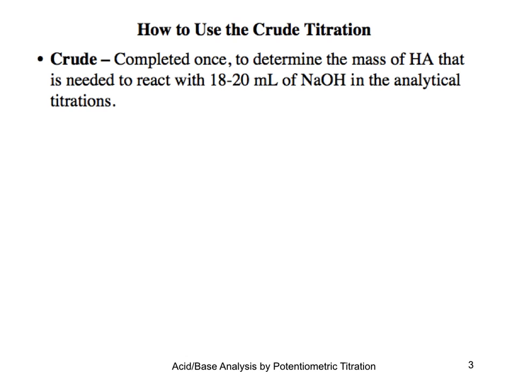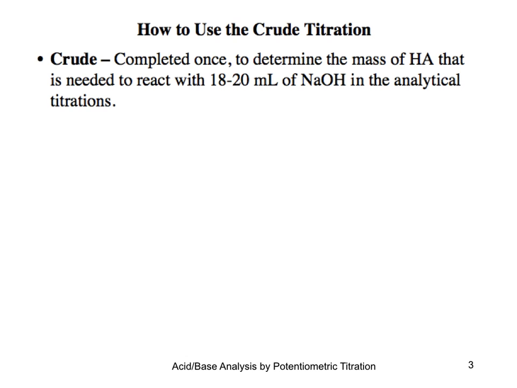Your first step is to weigh out approximately 0.15 grams of your unknown and dissolve in water. Quickly titrate with NaOH until the endpoint is reached. You will not need to use your pH meter at this time. The endpoint can be determined by phenolphthalein indicator.